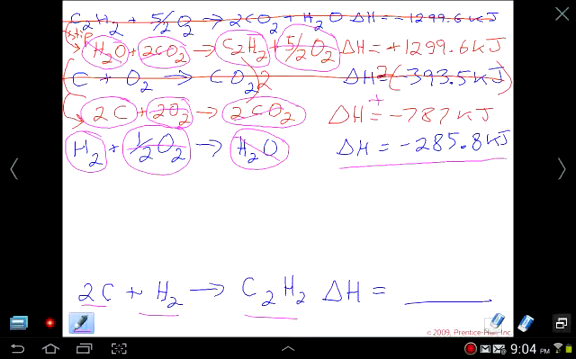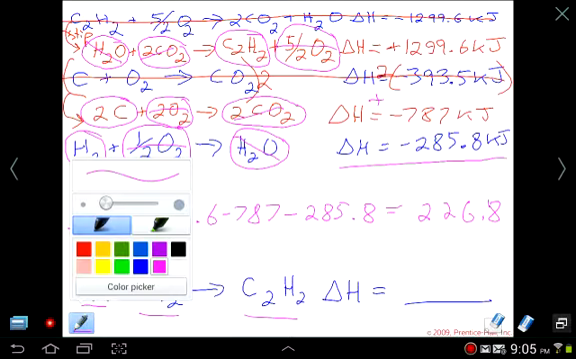Let me rewrite it here. So the delta H final will now be 1299.6 minus 787 minus 285.8 for a total value. So go ahead and try this on your calculator to get 1299.6 minus 787 minus 285.8. That gives us positive 226.8. And that is precisely our delta H value for our final equation.